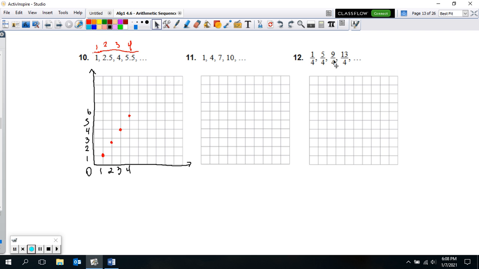All right, let's go over to number 12. Like I said, I'm just doing the evens. You'll come back and do the odd ones. Now, number 12, our sequence is fractions: 1/4, 5/4, 9/4, and 13/4. They're all in fourths, which is nice.